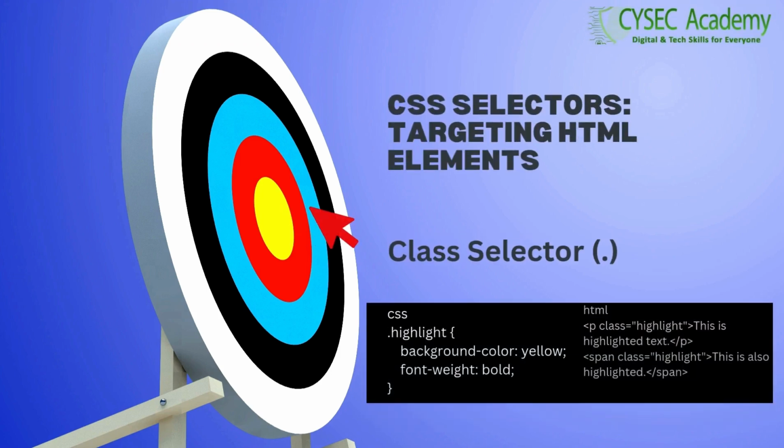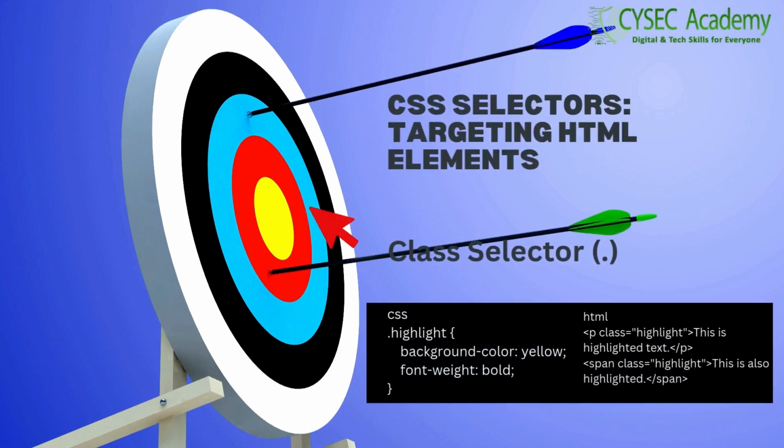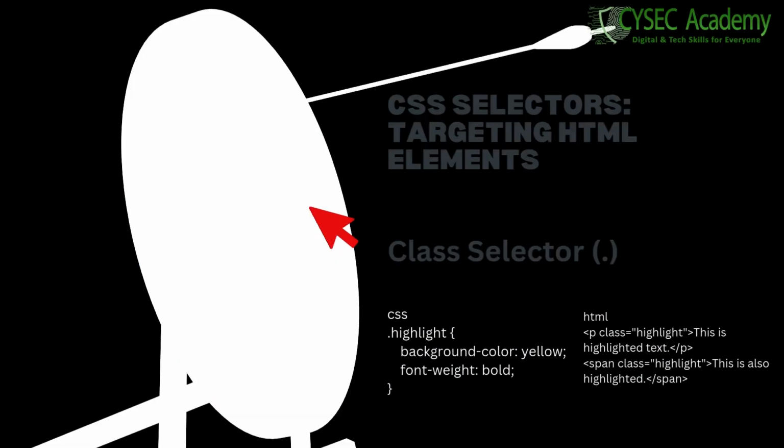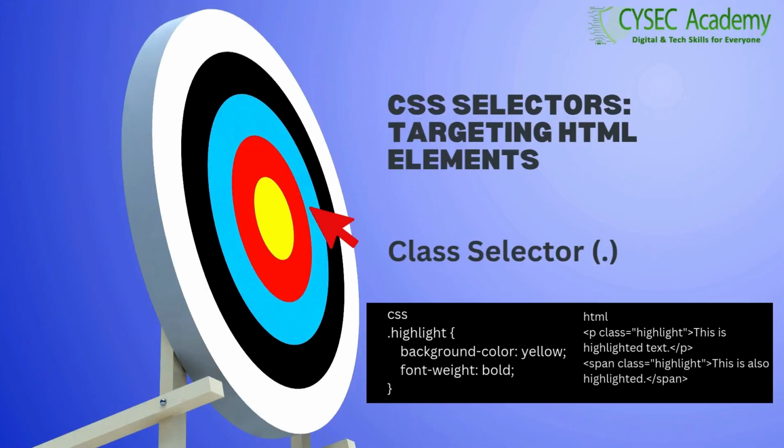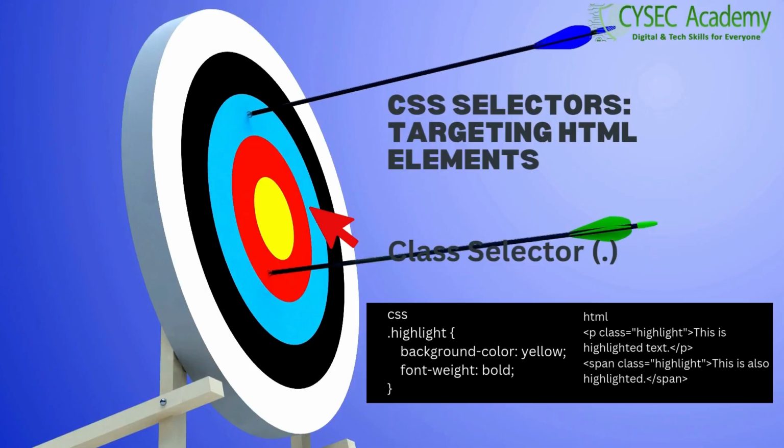Class selector. A class selector, represented by a period or full stop, targets multiple elements that share the same class name. It is used for styling multiple elements in a uniform way without affecting all elements of a specific type.